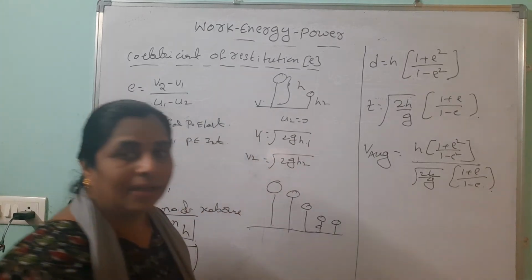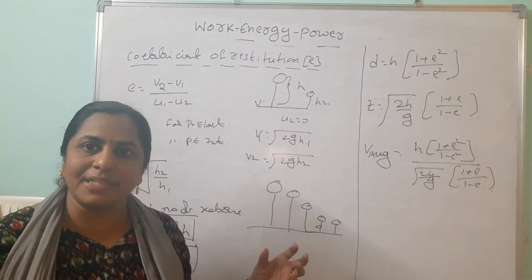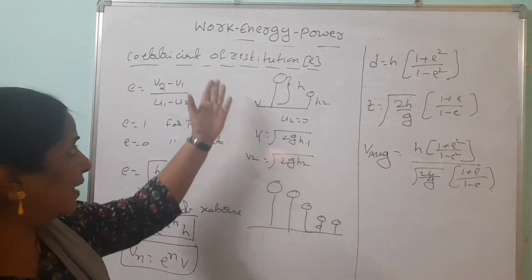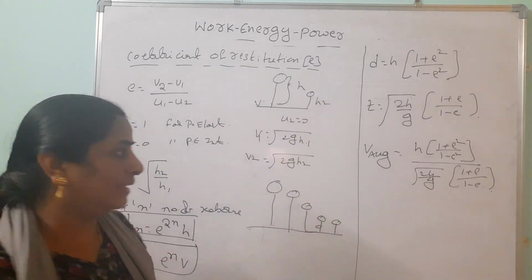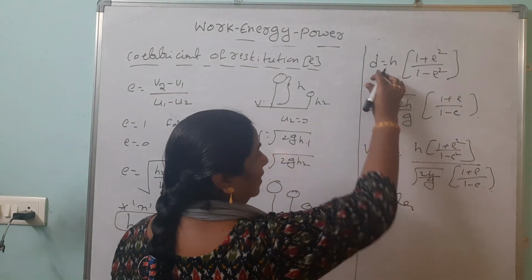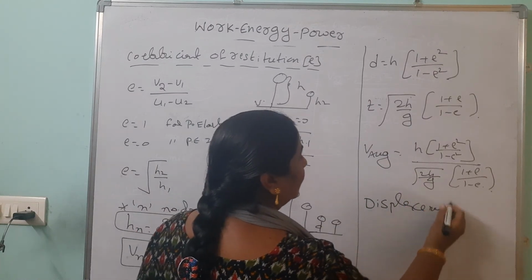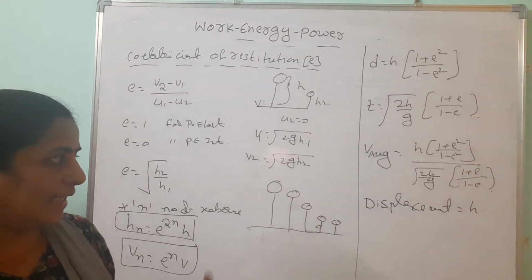And one more thing, after n number of rebounds it comes to rest. So how much displacement it covers means nothing but the height of this one. Displacement means starting position to ending position. In this case, simply you can say that distance is this one, but displacement is how much? Displacement is the initial height from where it has started.